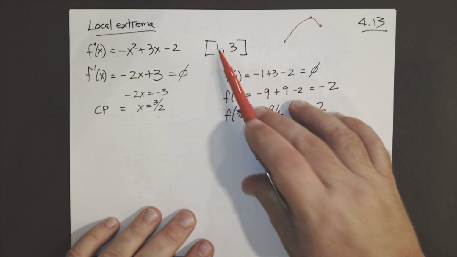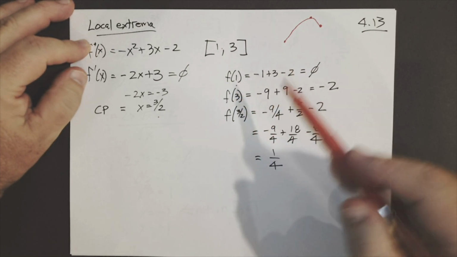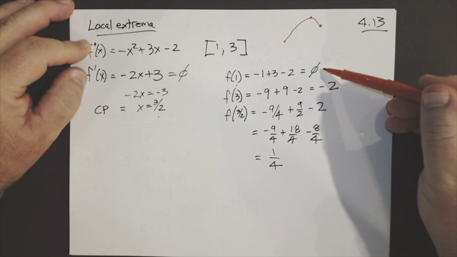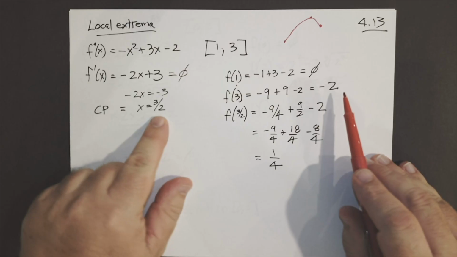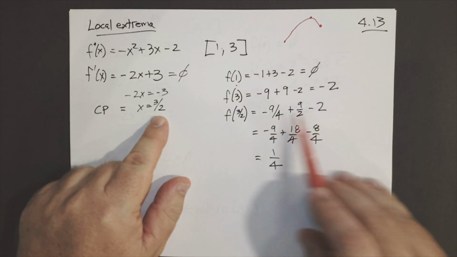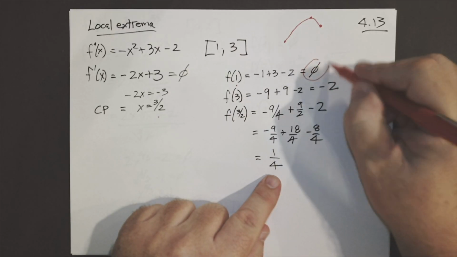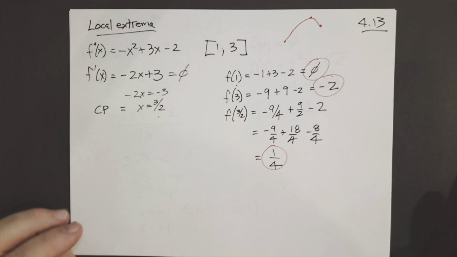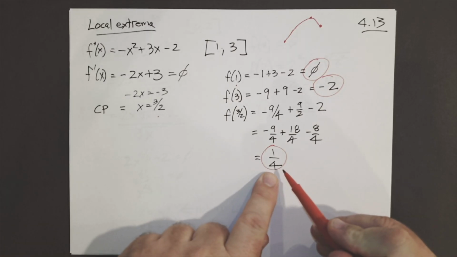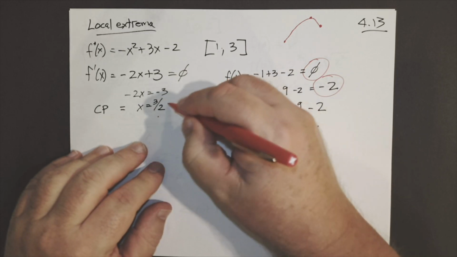So I'm going to start here. f at 1, I'm plugging these into the original equation. So f at 1, literally plug it in, and I get 0. Plug in 3, I get -2. And then plug in this critical point, and I have to do a little fractions here, and I get 1/4. So you're looking at these values. Just look at those. Which one is the highest? Which one's the maximum value? Right here. So then 3/2 is the max. This is the max right here.